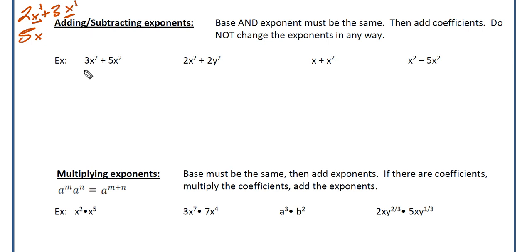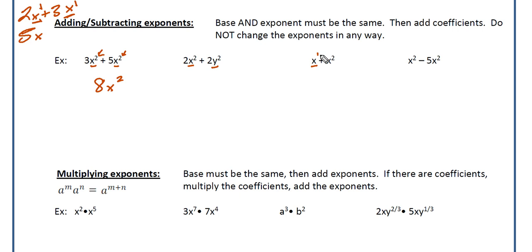If we take a look at this example, 3x squared plus 5x squared, it's got to have the same base raised to the same exponent. So 3x squared plus 5x squared is going to be 8x squared because they have the same base raised to the same exponent. If we take a look at this next example, one of the bases is x, the other base is y. So these are not like terms, therefore we can't combine them. So that is already in simplest form.